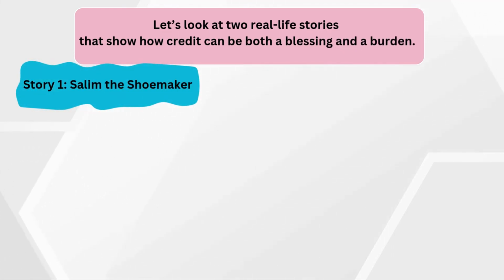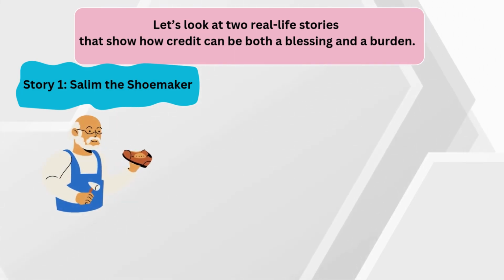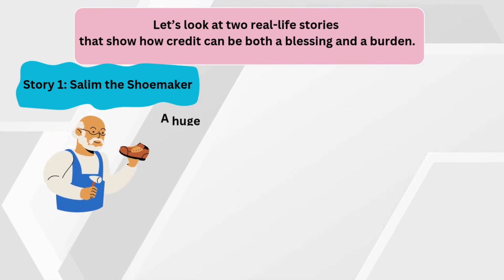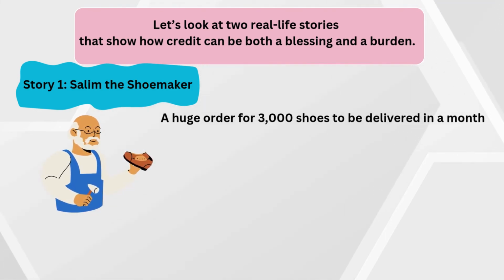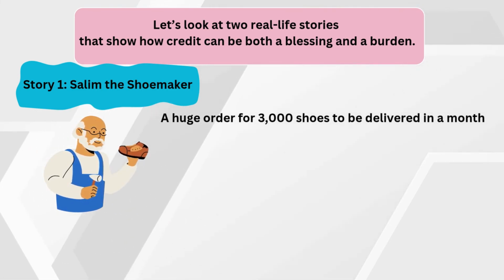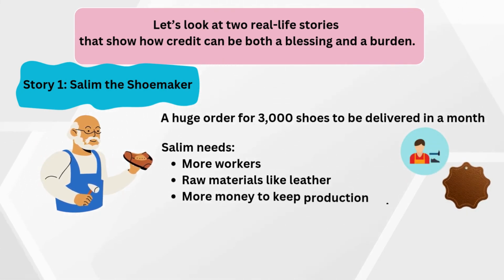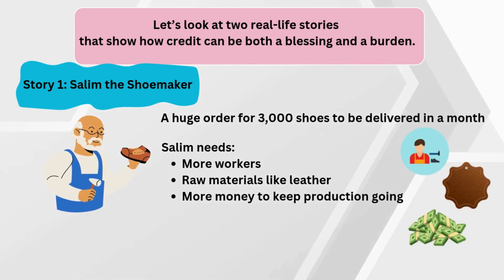Story 1. Salim the Shoemaker. Salim is a shoemaker. It's festival season soon, and a big trader gives him a huge order for 3,000 shoes to be delivered in a month. Now Salim needs more workers, raw materials like leather, and more money to keep production going. But he doesn't have all that cash. So what does he do?